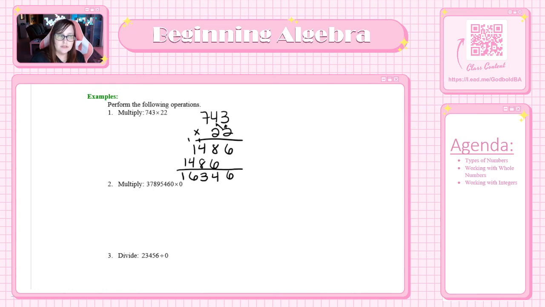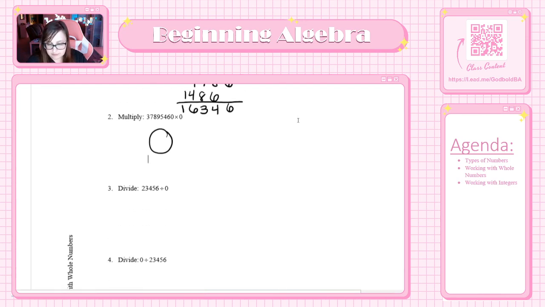Okay, so the next one is a huge number times 0. Now, that is a lot easier than it looks, because anything, regardless of how big that number is, times 0 is equal to 0. Now, dividing by 0 also has its own fun little special rules. You cannot divide by 0, so you would say undefined, or you can say UND, period. Okay.